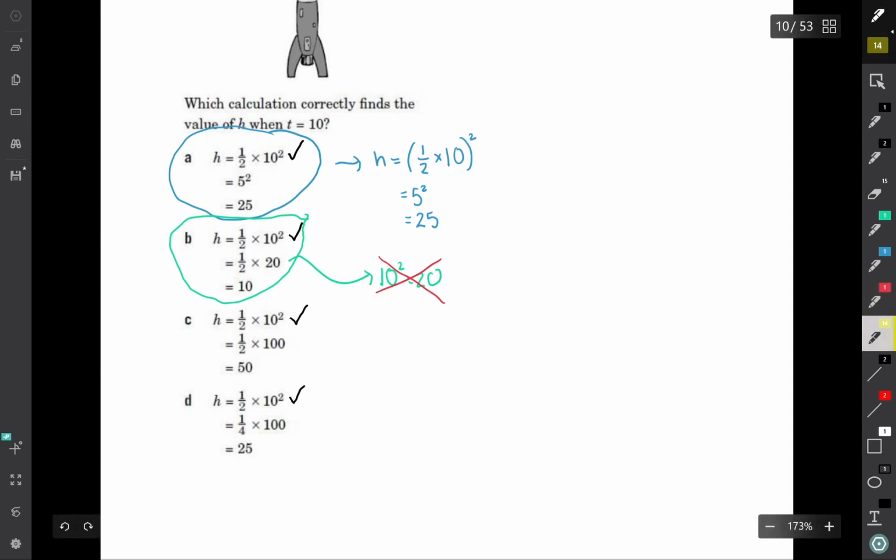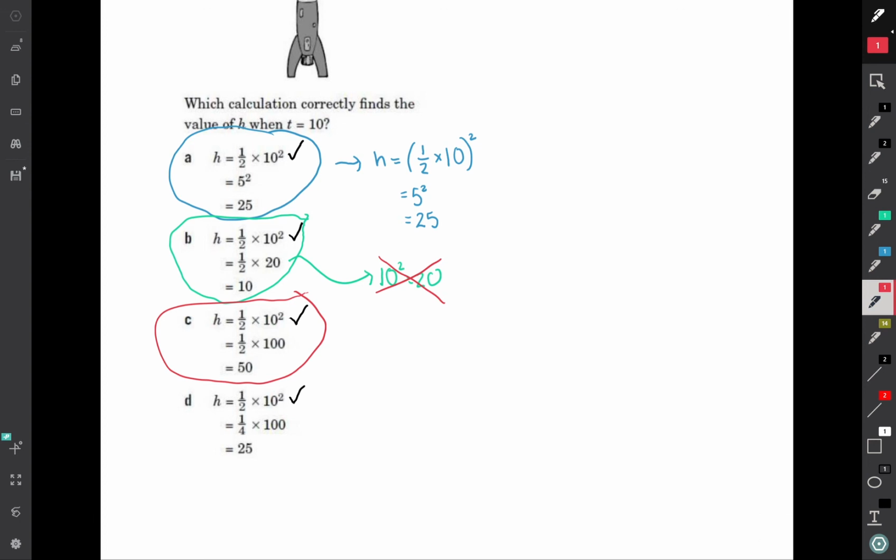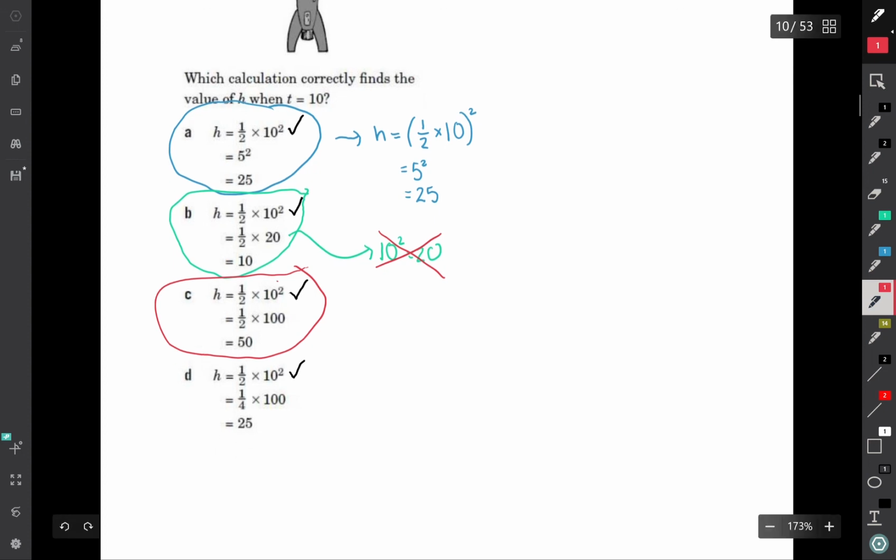So we have, oops, let me just grab this. Here we have, okay, so what do you guys think? Do you see a mistake here? Okay, the first thing they did was the exponent correctly, right? 10 squared is 100. And then they multiplied by 1/2. So C actually looks like the correct one to me. Now let's see about D, just to make sure.